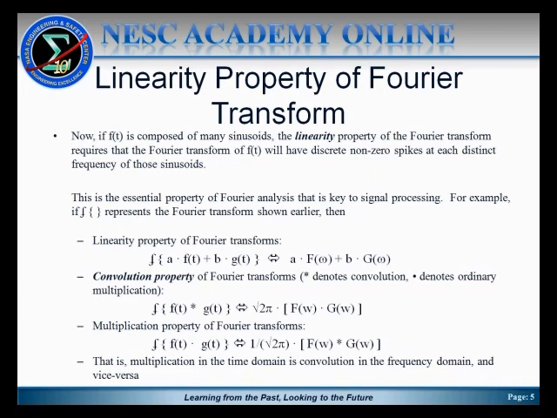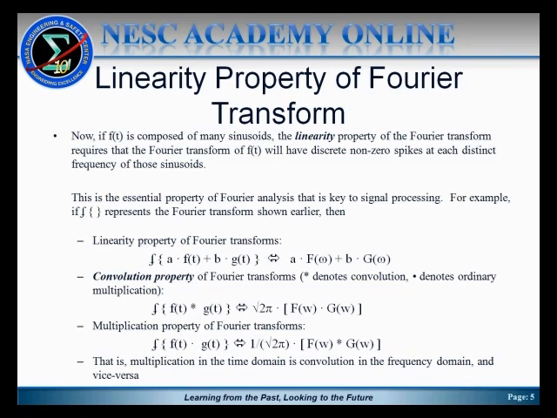There are some properties of Fourier transforms that will be very useful in performing some of the analysis techniques that we'll discuss in this 4-part series. And the first of these is the linearity property of Fourier transforms. Now, if f of t is composed of many sinusoids, not just one as in the simple example that I just showed on the previous slide, the linearity property of the Fourier transform requires that the Fourier transform of f of t will have discrete non-zero spikes or non-zero values at each distinct frequency of those individual sinusoids.